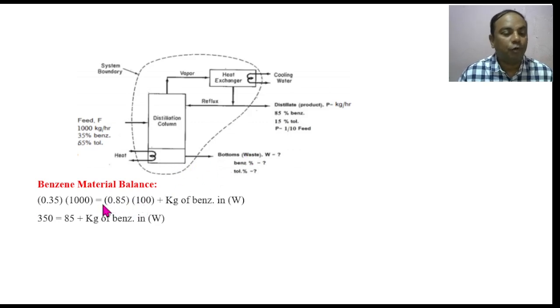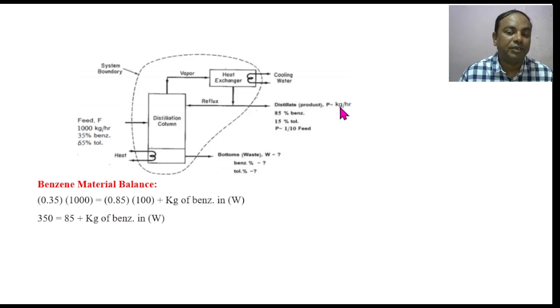Towards the output side, as we are making a benzene material balance, benzene in the upstream has a mass fraction of 0.85, which is multiplied by 100. That is the P value we have calculated, and it comes out to be 100. So 0.85 multiplied by 100 gives the amount of benzene present in 100 kg of distillate.